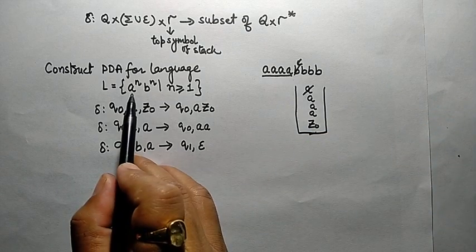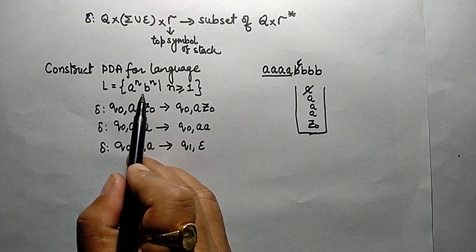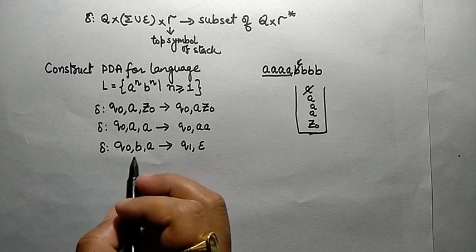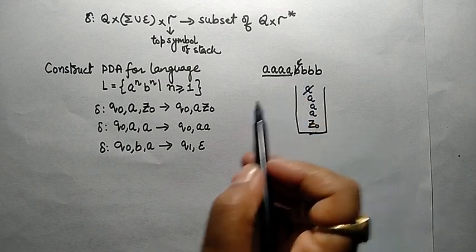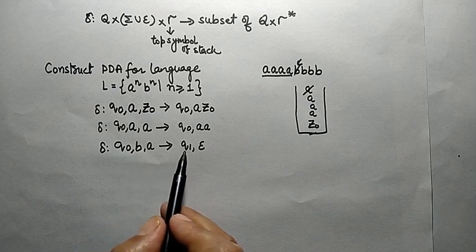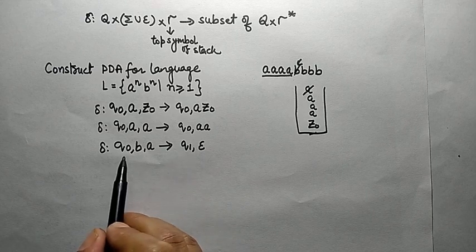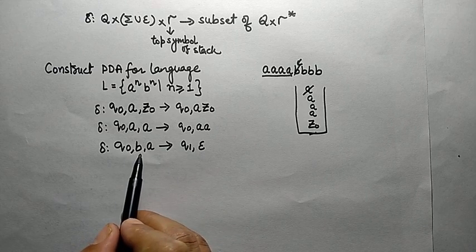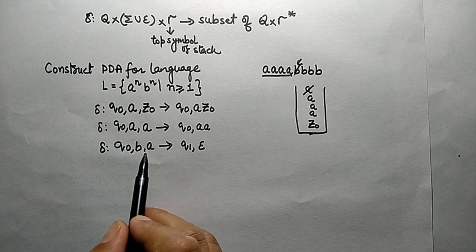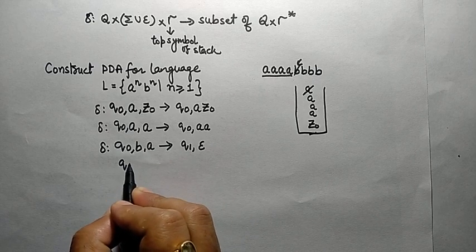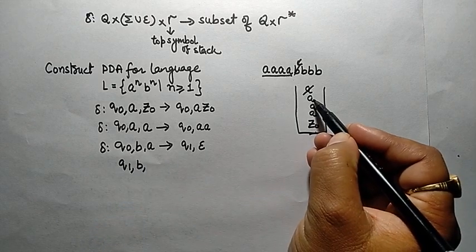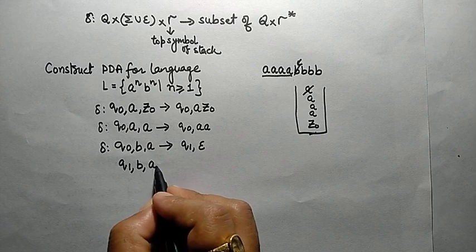Since the language is n times A, n times B, the number of B's will be equal to the number of A's. And the state is changed since the input symbol is changed. So this Q1 state indicates that now only B's will come. At Q0 we are reading A and at Q1 we will read B. So the next B will come when the state is Q1, and of course it will find another A on the top like this.